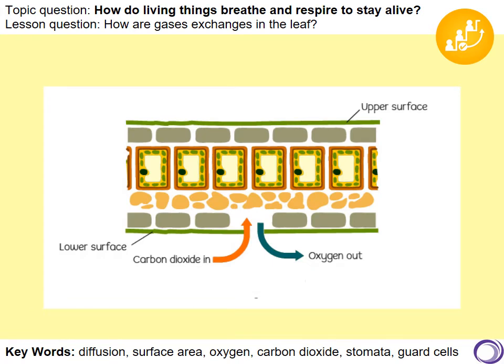Just looking at it as a cross section then, you can see that the gases will move in and out on the lower layer. This will occur through the stomata. The gases will enter and leave the leaf through the stomata on the lower surface of the leaf.